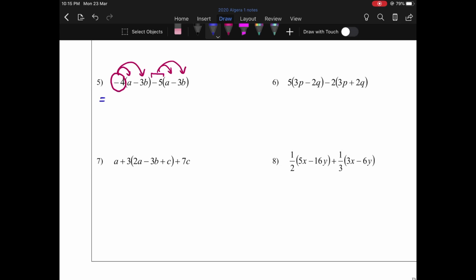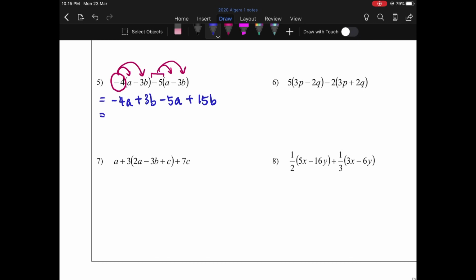Okay? So let's simplify. You should be getting 4a. Negative 4 times negative 3b, you will get double negative, you will get positive 3b. And then next, distribute negative 5 into the second set of brackets to get 5a. Negative 5 times negative 3b, you will get plus 15b.